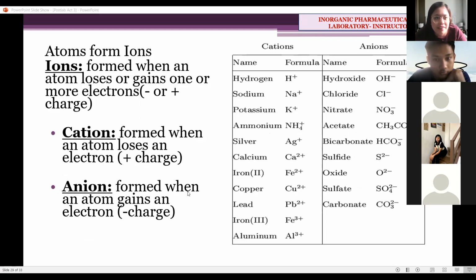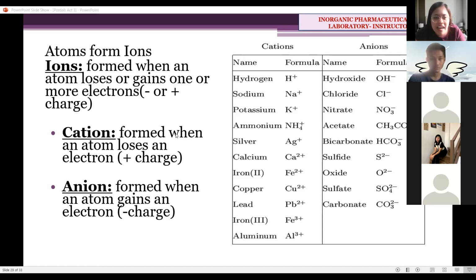And then another thing, we have here the ions. If the elements have a charge, whether positive or negative, we now call them ions. Because either they gained electrons or they lost electrons. So when they lose, they lose electrons first. Sorry.